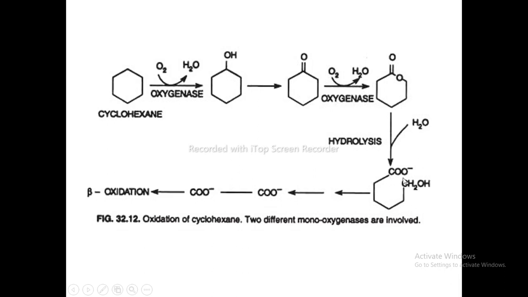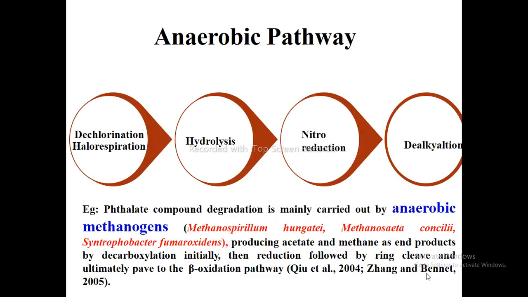Once this alkyl acid, acid alcohol is formed, it can be metabolized through the beta oxidation pathway, and acetyl moieties will be released for assimilation, right? So this way, this cyclic hexane compound can also be metabolized. The anaerobic pathway includes dechlorination, halorespiration, followed by hydrolysis, nitroreduction, and alkylation. These steps are involved in the anaerobic pathway.